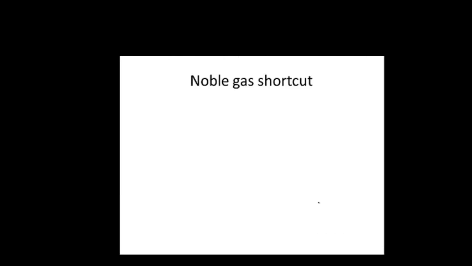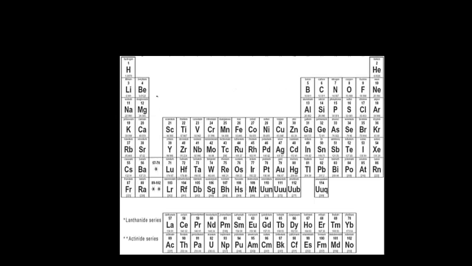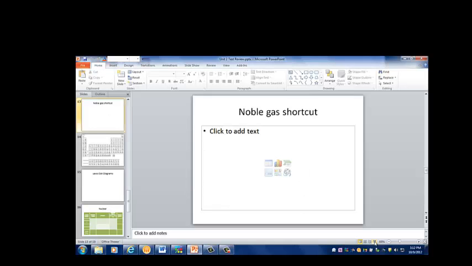Alright, noble gas shortcuts. Fast way of writing these. Let's try sulfur first. Okay, I want the orbital or noble gas shortcut for sulfur. So first thing you do is you find your element, sulfur. Now we're going to count backwards.